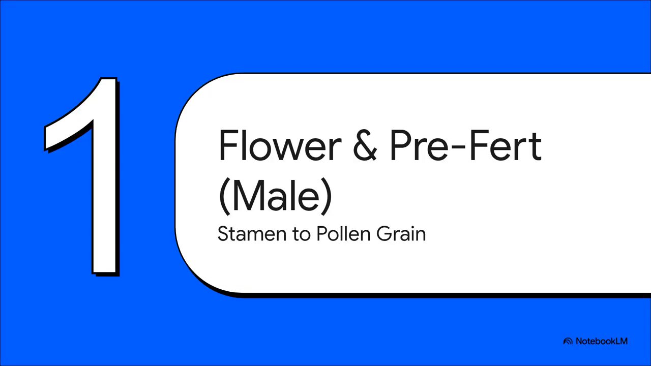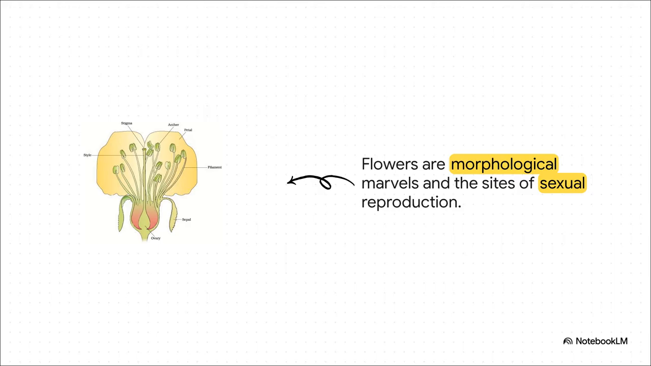Okay, let's kick things off with our very first section. We'll begin with the flower itself, which your textbook rightly calls a fascinating organ, and it really is. From there, we're going to zoom right in on the male reproductive structures. We'll follow the entire journey, starting from the stamen and going all the way down to the tiny but incredibly important pollen grain. So take a look at this.